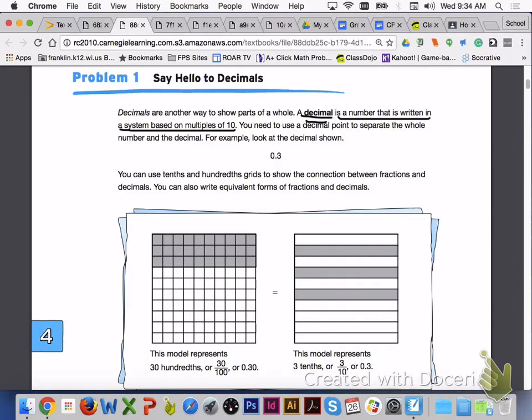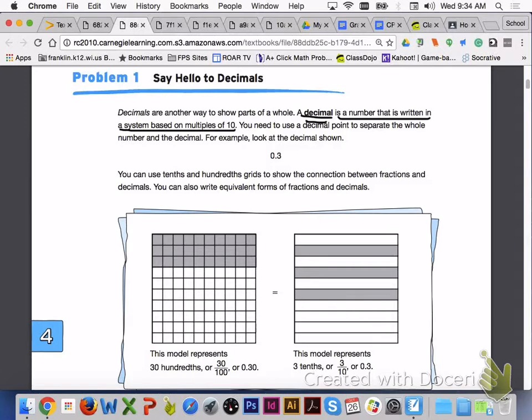Turn to page 228 and take a look at problem 1, say hello to decimals. Decimals are another way to show parts of a whole. A decimal is a number that is written in a system based on multiples of 10. You need to use a decimal point to separate the whole number and the decimal. For example, look at the decimal shown, 3/10.